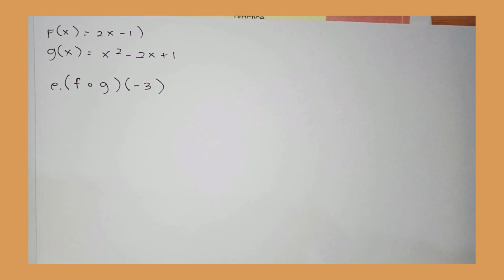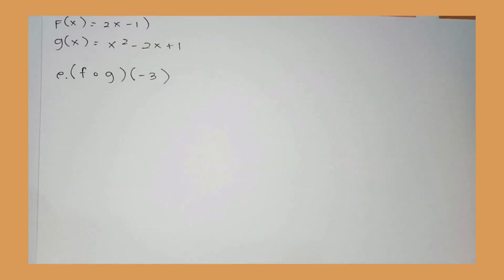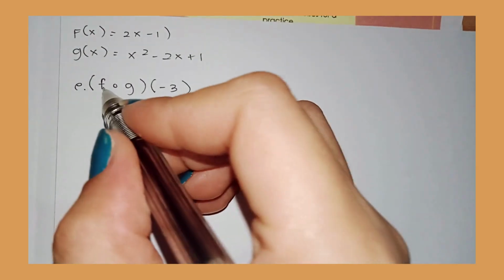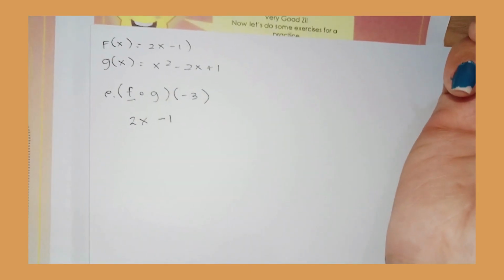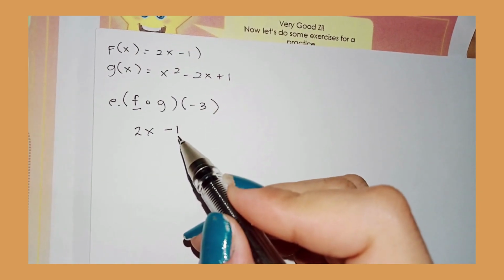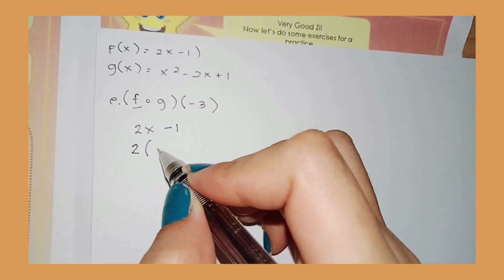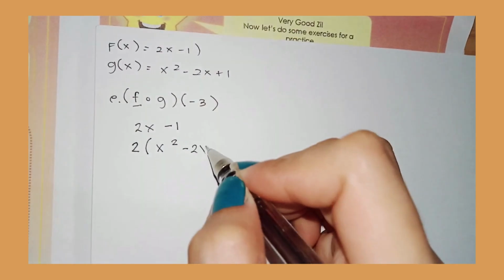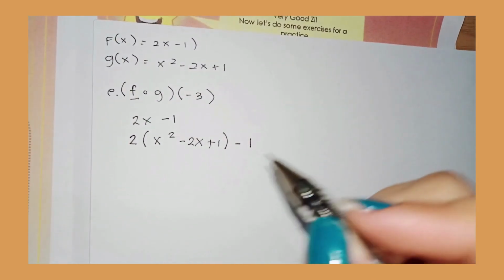Composition of function example letter E, f circle g, negative 3. So, yung gagawin natin, we need to find first the f circle g. Yung f natin ay 2x minus 1. So, we need to copy it. 2x minus 1. And then, yung x dito, papalitan ko ng g, which is x squared minus 2x plus 1. Copy 2. Yung x, papalitan ko ng x squared minus 2x plus 1. Then, copy negative 1.